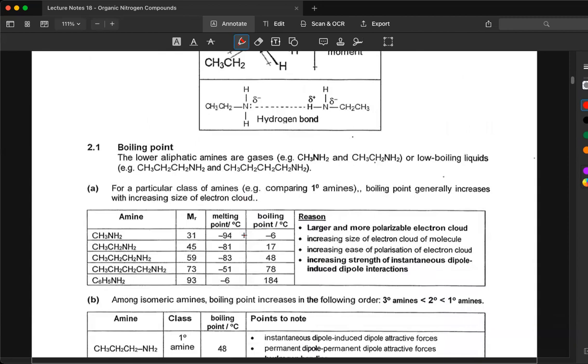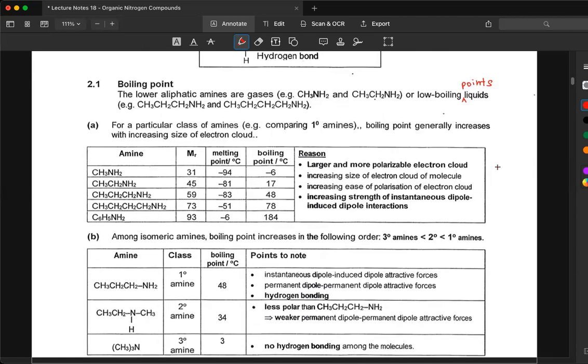The lower aliphatic amines are gases or low boiling point liquids. Okay. So for primary amines, the boiling point increases with increasing size of electron cloud. And here is the reason.